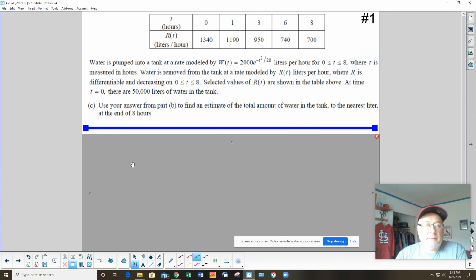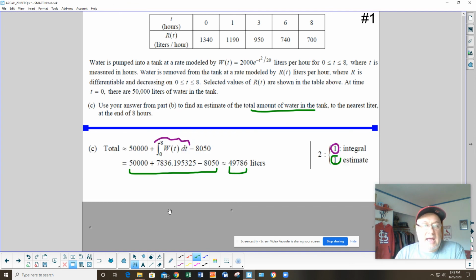As we get to part C, use your answer from part B above, and even if it's wrong, you'll still get the same kind of credit if you do this correctly, to find an estimate for the total amount of water in the tank to the nearest liter at the end of 8 hours. So this one you have to be kind of careful with. So total estimate of water in the tank, at the end of 8 hours.